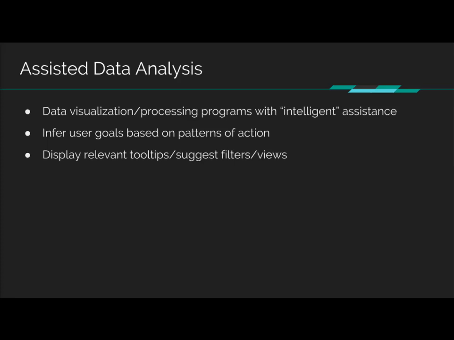You can display kind of relevant tooltips. You can suggest maybe filters on your data. You just looked at all female players. Do you now just want to look at all male players? You just separated players by experience level. Maybe do you want to separate them by age as well? And this is kind of done by learning online from the user's actions.